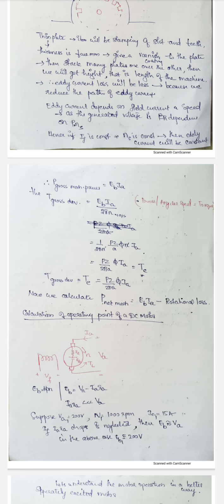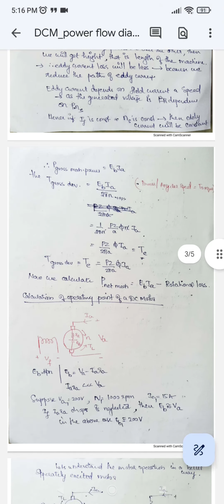Now let us split this particular equation and write. I am taking 1 by 2 pi n separate, alright, and writing EB. EB is P into Z by A into phi n, that is K phi n. K value is P Z by A, phi n into IA, isn't it? Since n is in RPS, the 60 and all will not come. So you cancel out all n. Then what is there? P Z by 2 pi A into phi into IA.